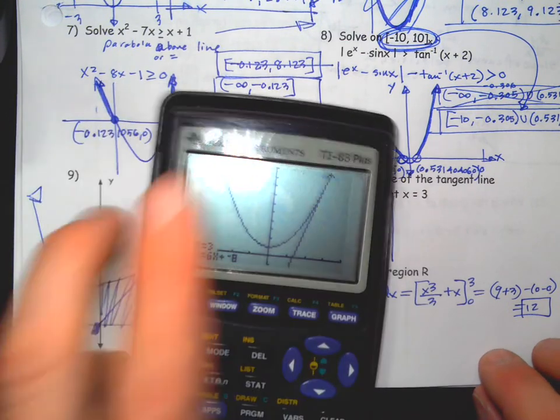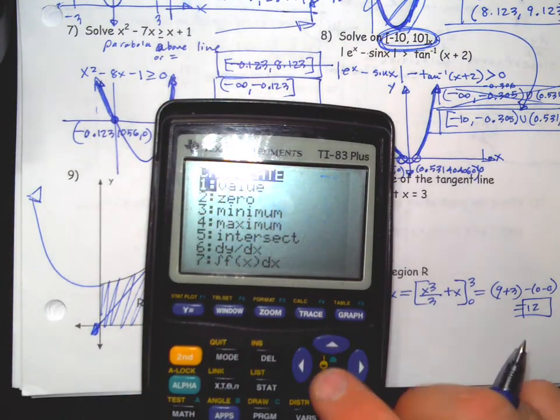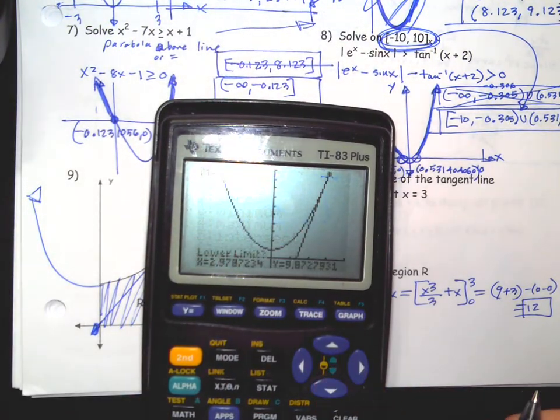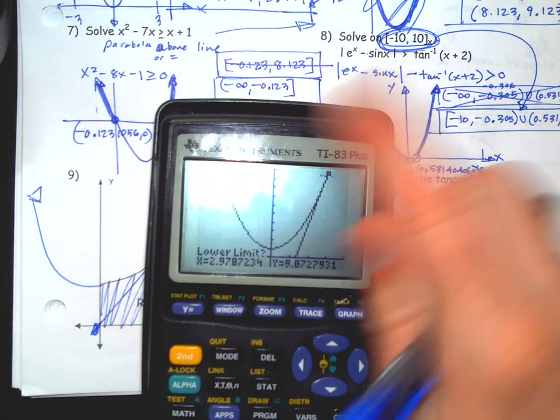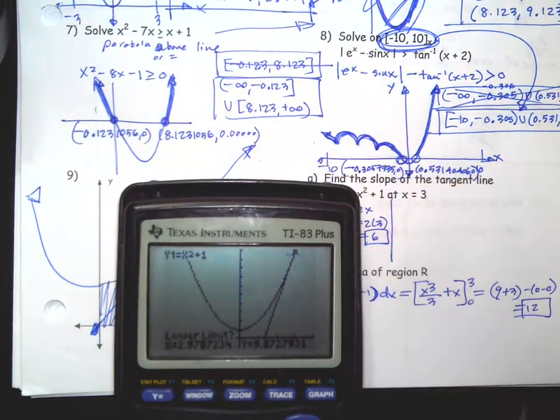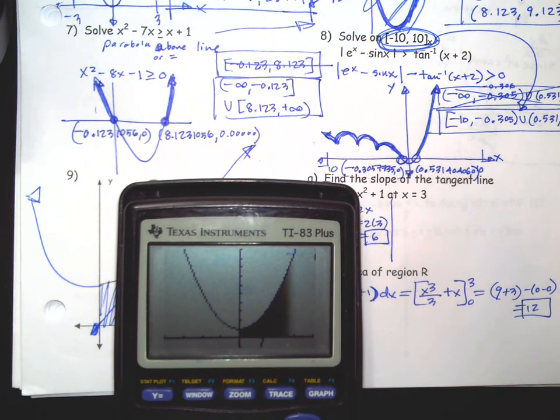Or we could do it here. So you can calculate number 7. Make sure you're on the correct graph. Upper left corner tells you which graph we're on. 0 to 3. There it is. There's the answer. You could do it from the home screen.